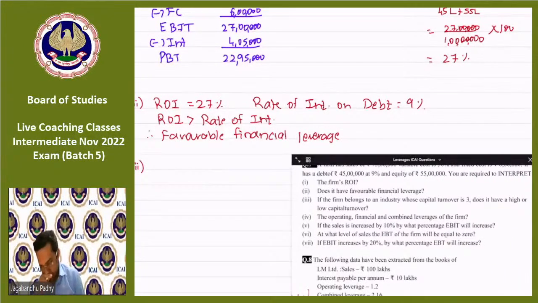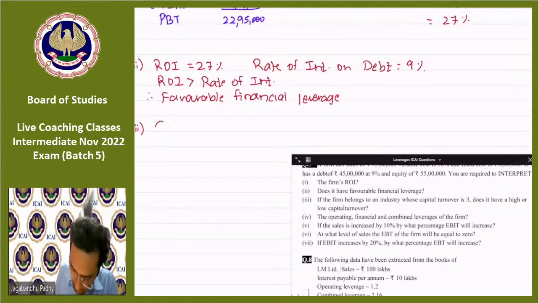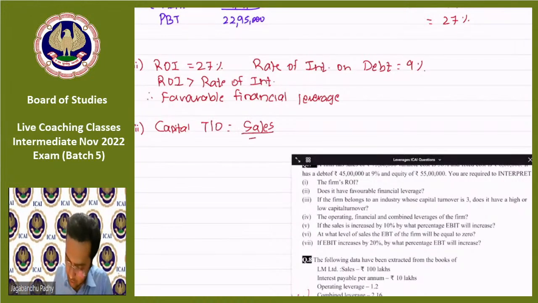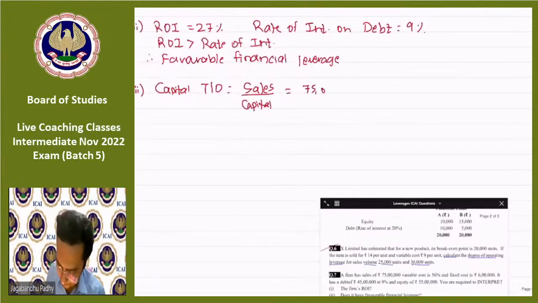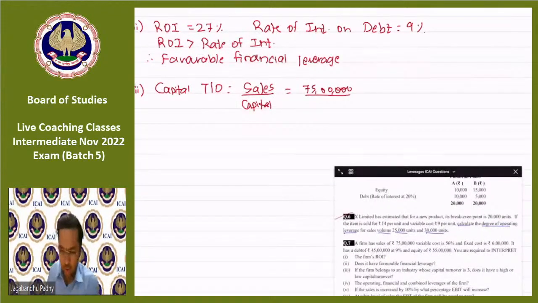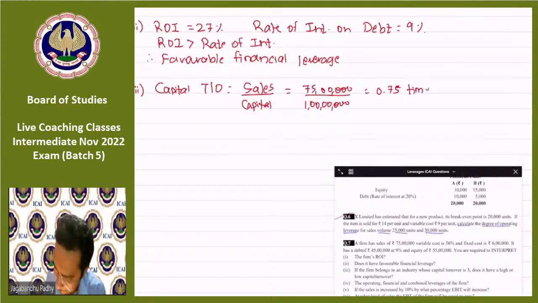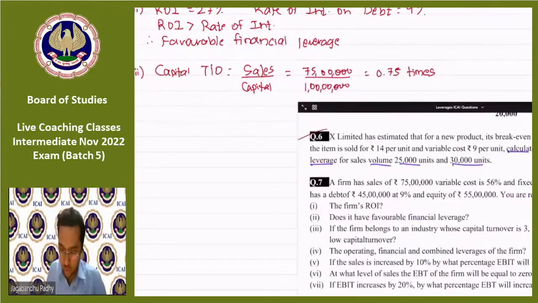If the firm belongs to an industry whose capital turnover is 3, does it have a high or low capital turnover? See, capital turnover is simply sales upon capital. Sales is 75 lakh. What is the capital? Capital we have computed as a total of 1 crore, owned and borrowed, which gives 0.75 times. So we can say over here, the other companies are having a capital turnover of 3.